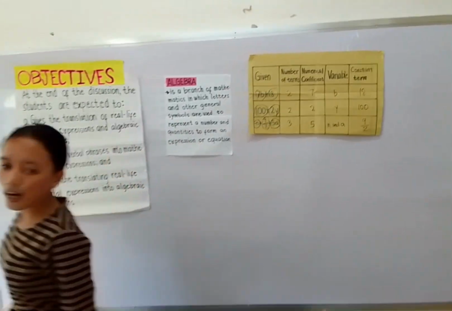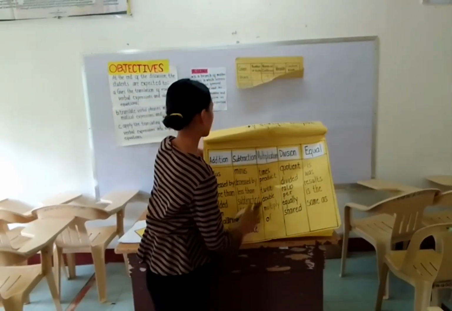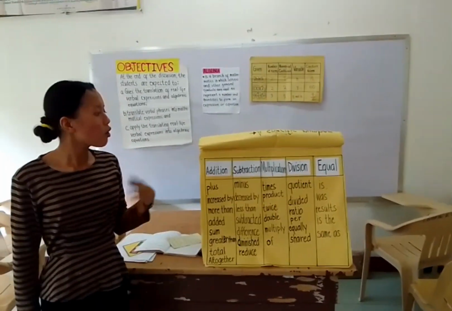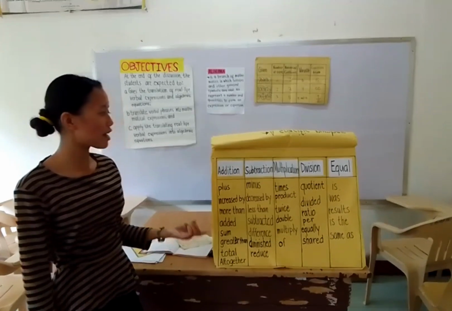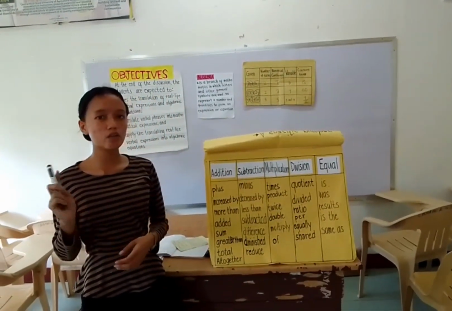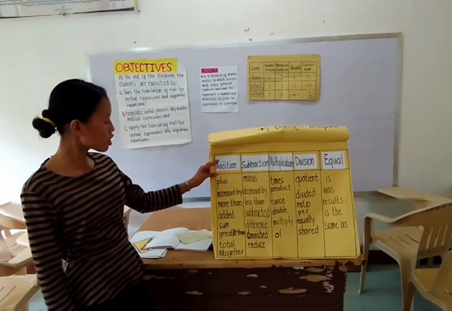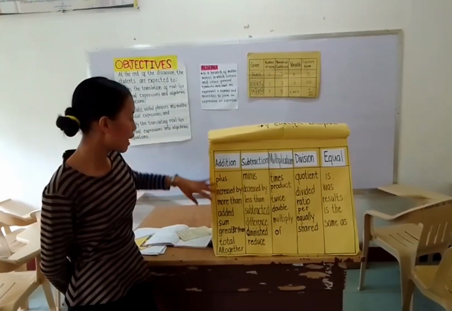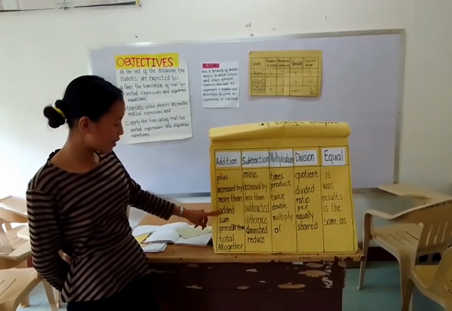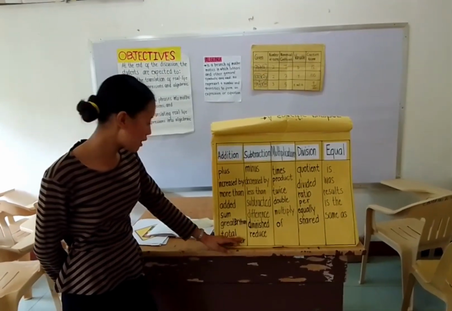So now, we have here keywords that will serve as a guide in translating verbal phrases into expressions and equations and vice versa. So first we have addition. The keywords in addition are plus, increased by, more than, added, sum, greater than, total, altogether.